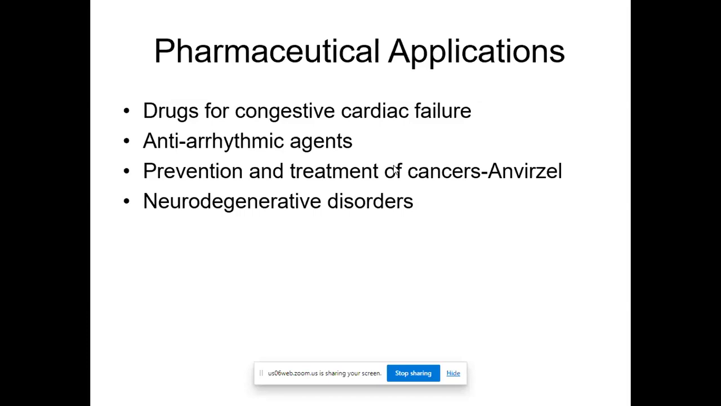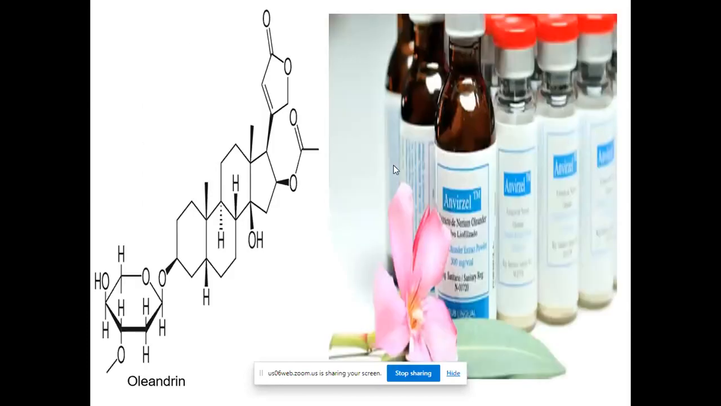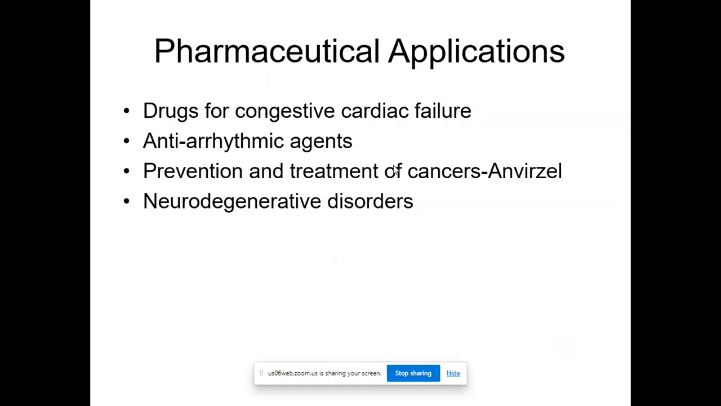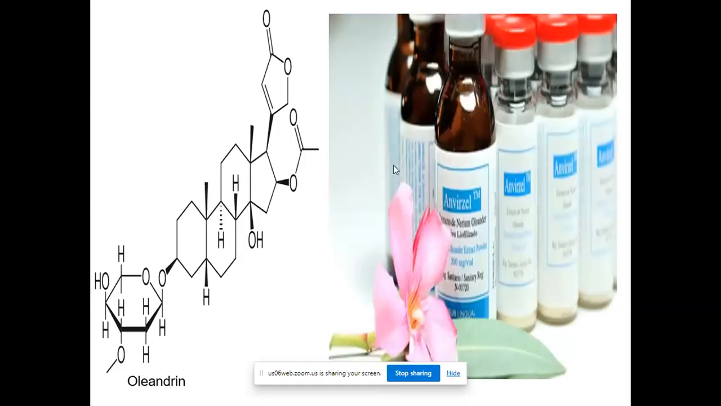Applications of these pharmaceutical products: it's used to treat congestive cardiac failure, as antiarrhythmic agents, in the prevention and treatment of cancer, such as the extract from Anzizel, and then for neurodegenerative disorders. Also, they have an effect on skeletal, neurological, and cardiovascular muscle. Next slide.